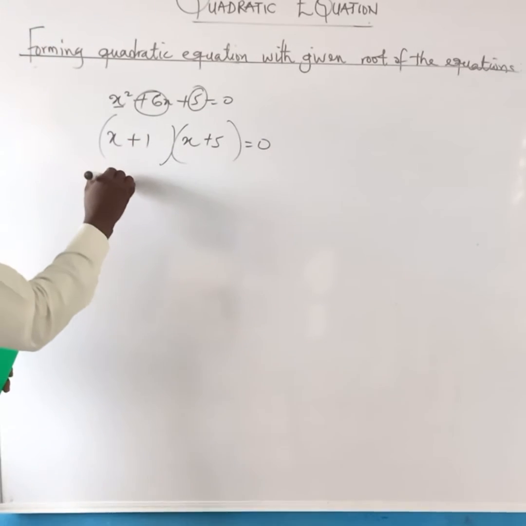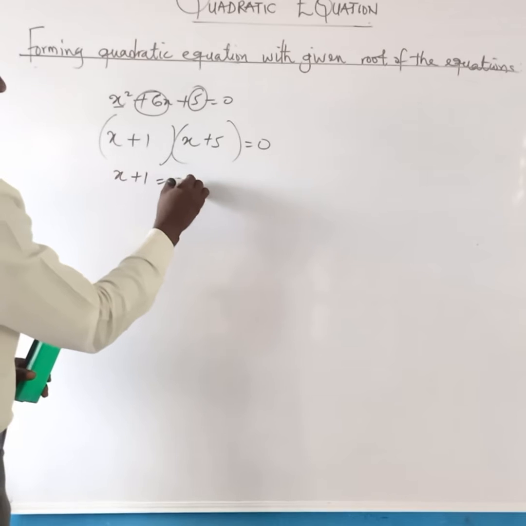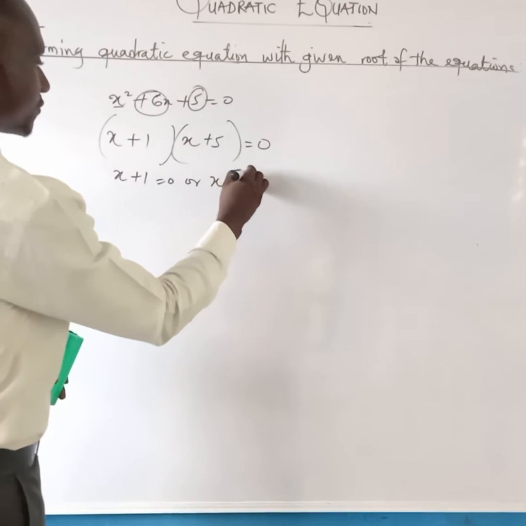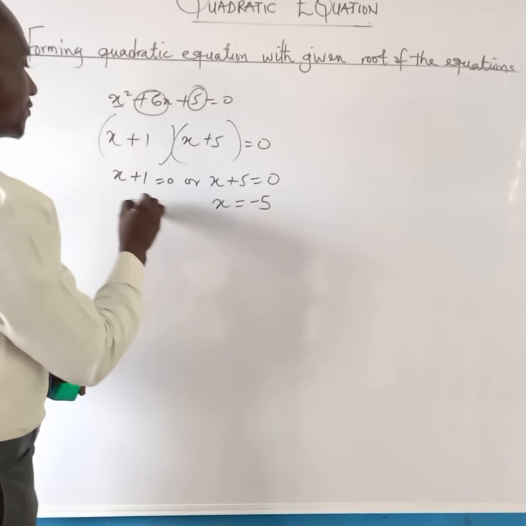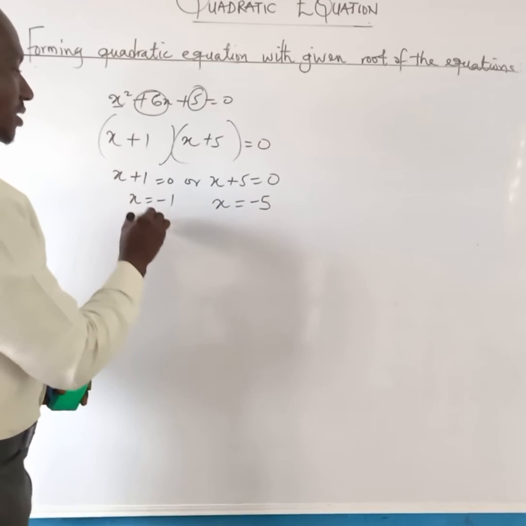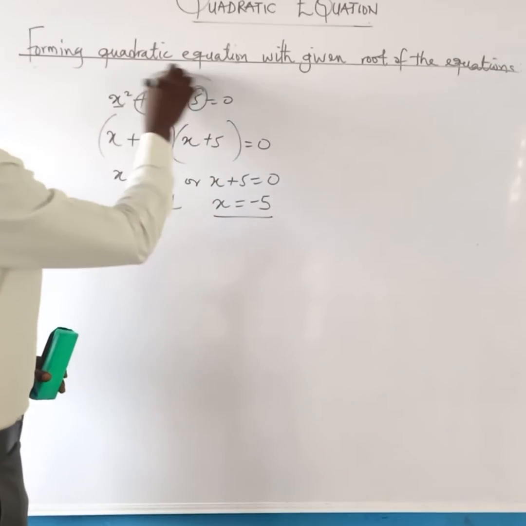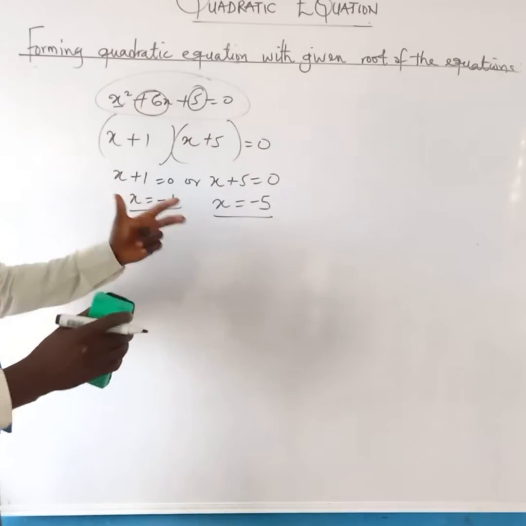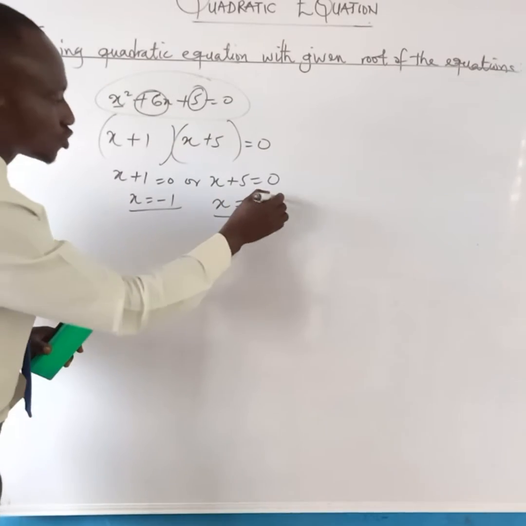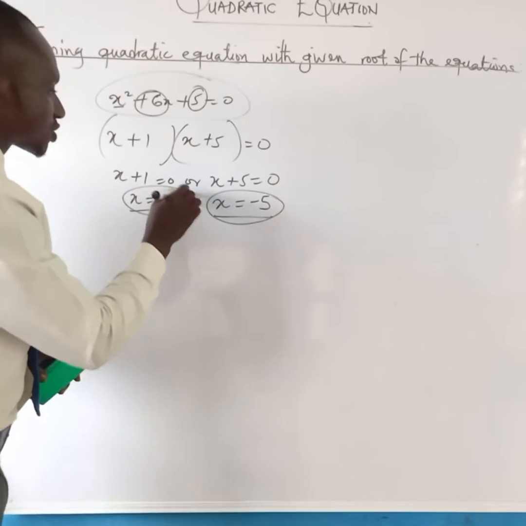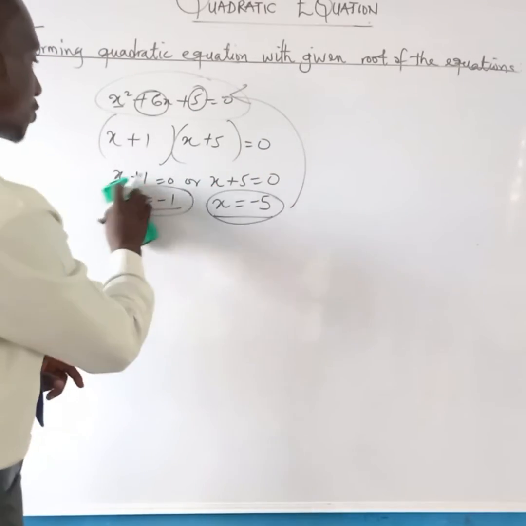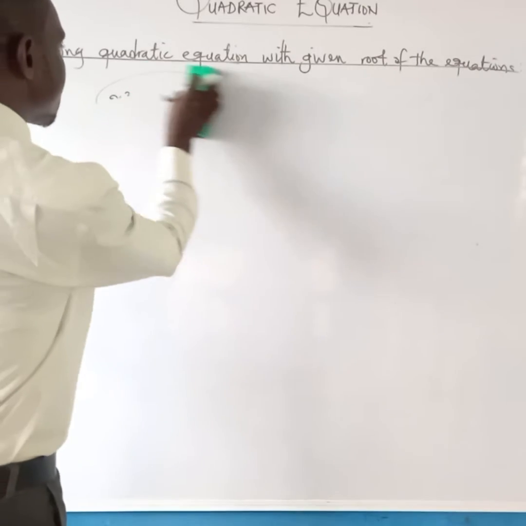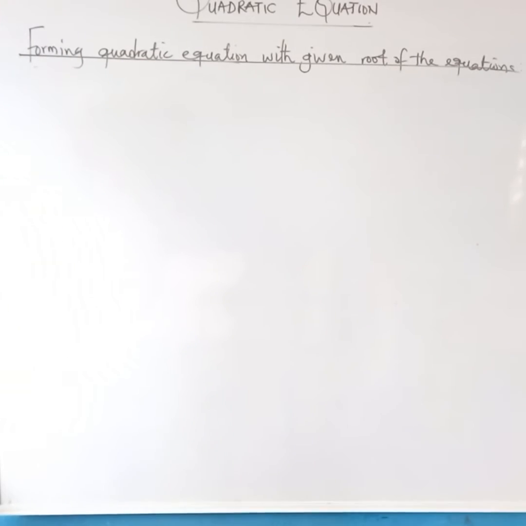So, doing that, we have x plus 1 equals 0 or x plus 5 equals 0. Collecting like terms, we have x equals minus 5, x equals minus 1. These are the roots of this equation. But in today's class, we are going to be given two roots of the equation to get the equation. So that's what we want to do today. And we'll start with these two examples I have with me.